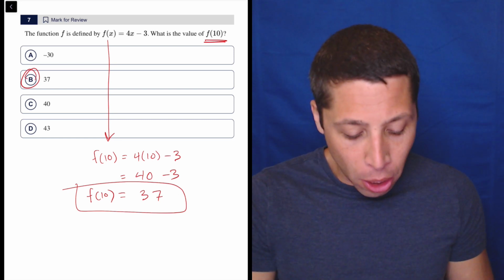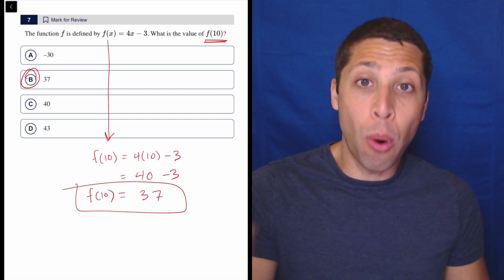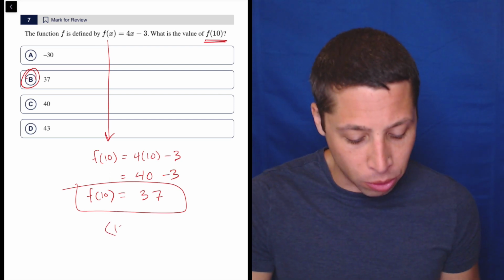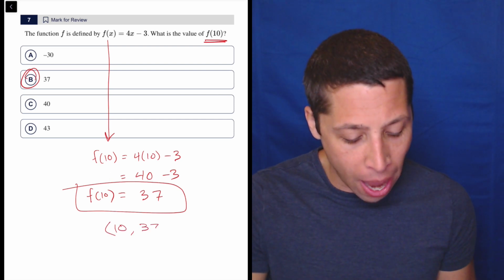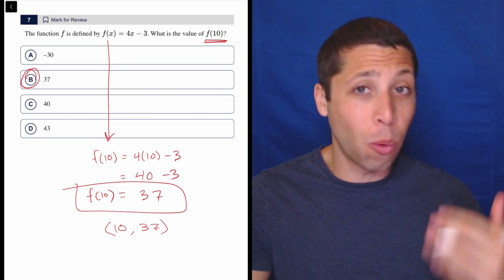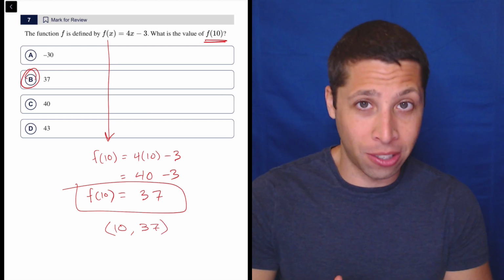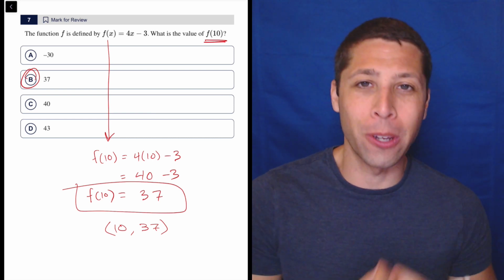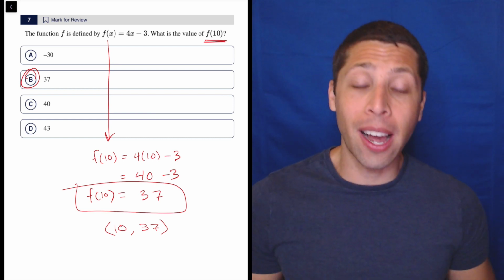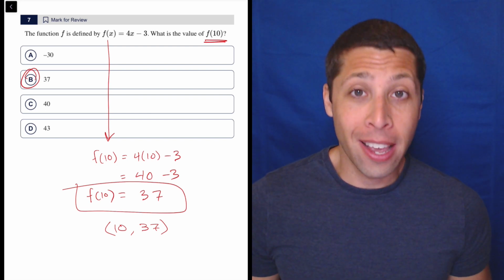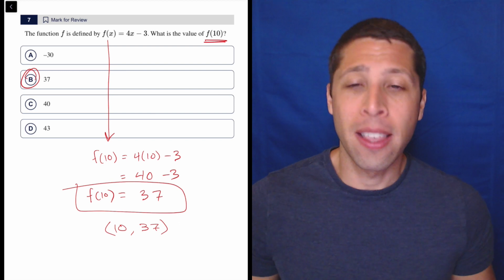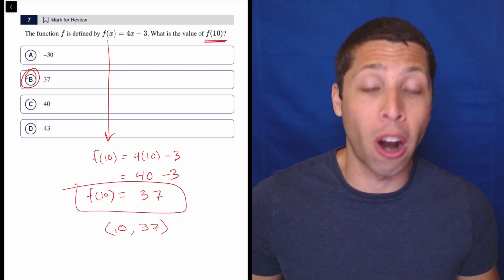That's clear. But I also want to point out that this is a point that we could graph. This is a specific xy coordinate. So 10 is the x coordinate, and what we've just found is that the y coordinate that goes with that is 37. So this is important for other questions. Remember, our main strategy for math is to plug points into equations. So we need to recognize that function notation often is giving us points. And if we can't turn those back into x and y's, then we're going to have a problem because we're not going to be able to use our favorite strategy.